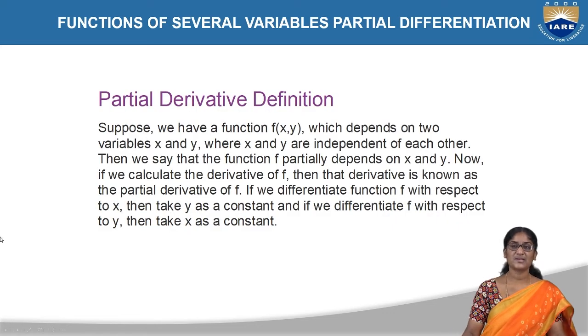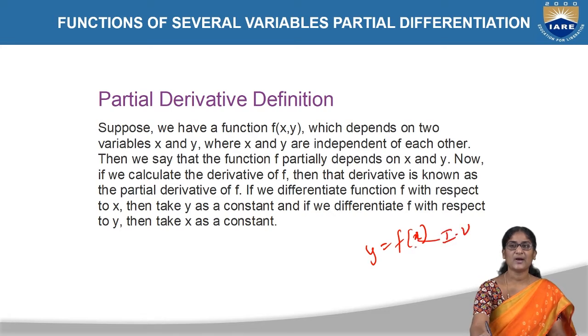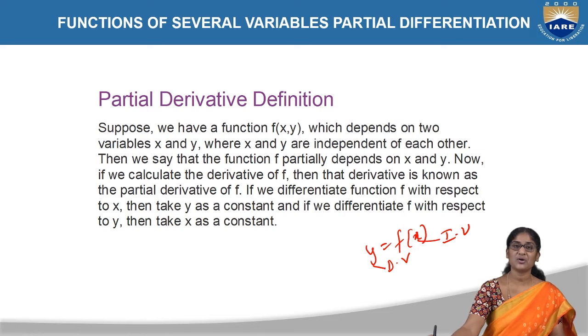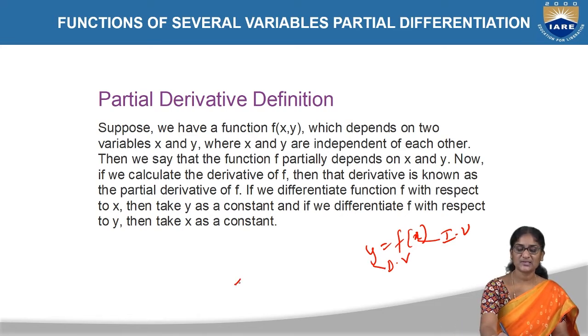Now, what is a partial derivative? When do we use the partial derivative? And what is the difference between the ordinary and partial derivative? Suppose you have a function y is equal to f of x. Here x is an independent variable and y is a dependent variable. When the number of independent variables is only one, the change of y with respect to x is nothing but an ordinary derivative.